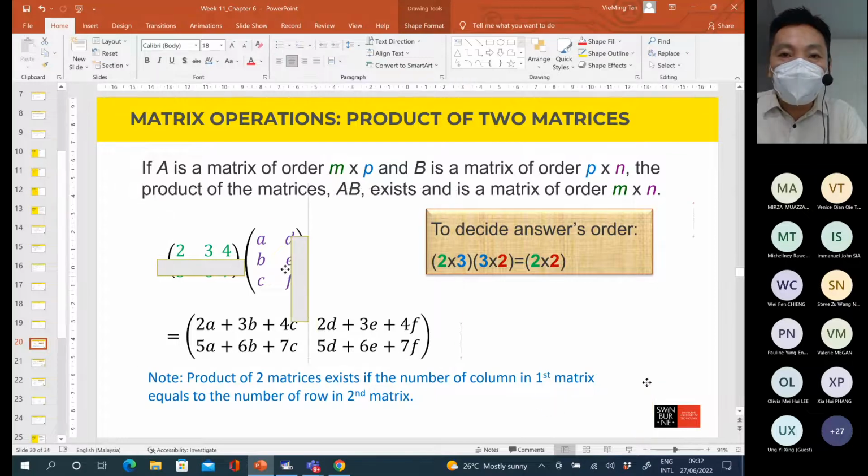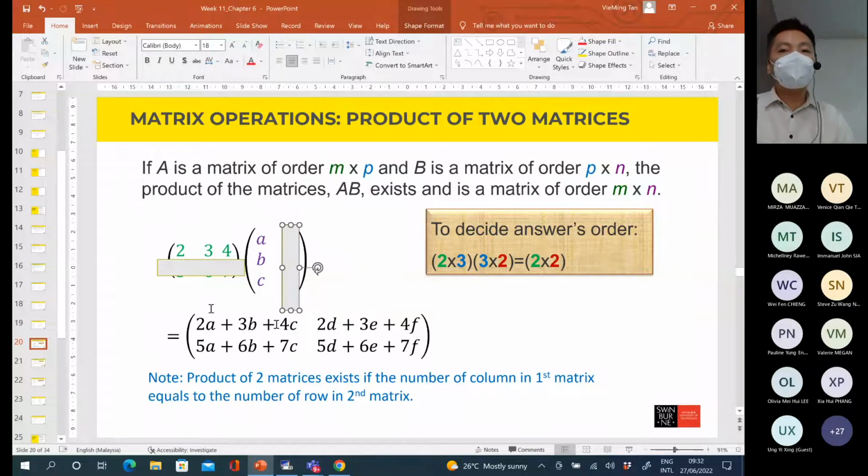I'll hide the parts that are not relevant. In order to get this value, the end result is formed by 2 multiply A plus 3 multiply B plus 4 multiply C, to get the element at row number 1, column number 1. So it's formed by the numbers in the first row of matrix A multiplied with the numbers in the first column of matrix B.